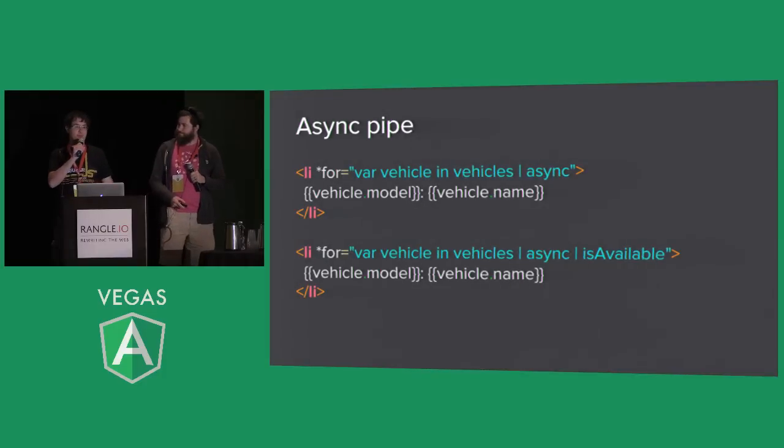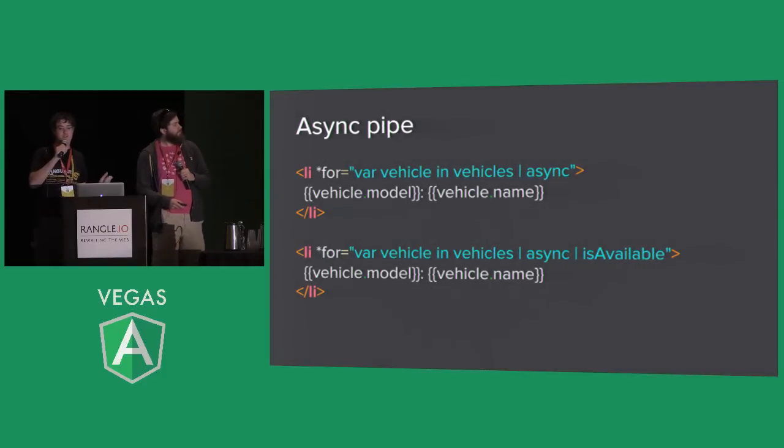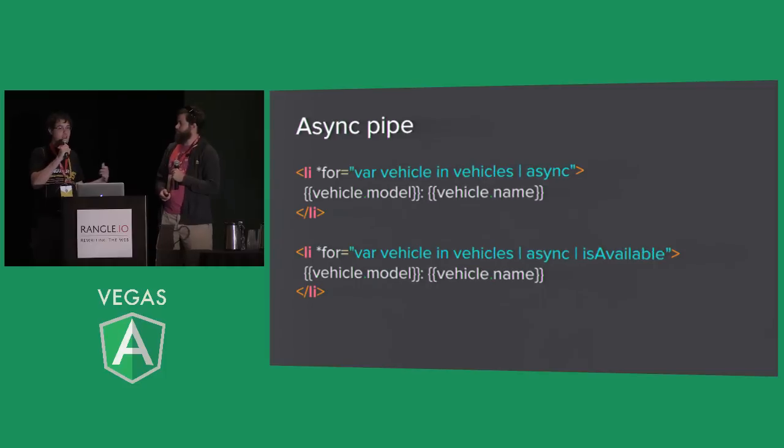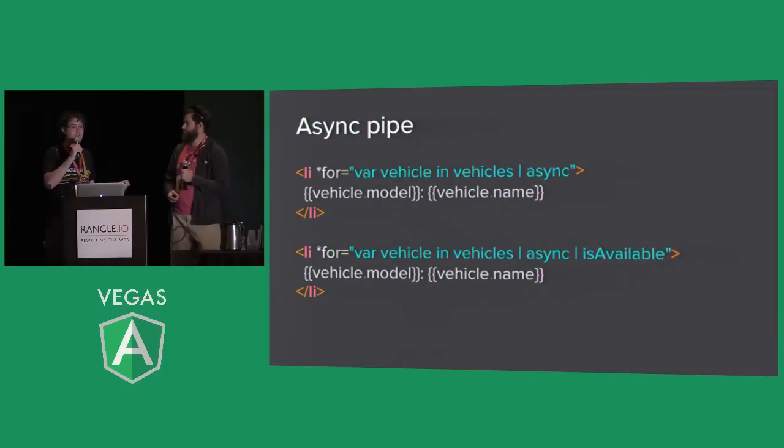So async is a pipe that can unwrap an observable or a promise and provide its values to the change detector. When the observable pushes a new value, it'll get rendered on the next digest. But if a digest happens and the observable hasn't seen a new value, the pipe will tell the change detector not to dirty check the value. So this is a nice performance optimization.